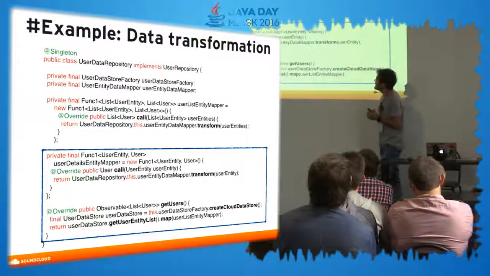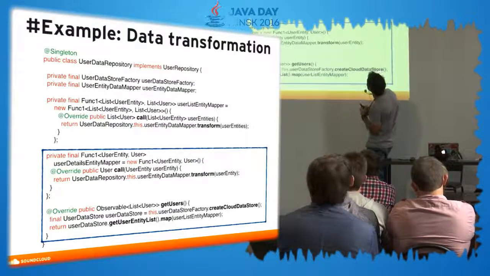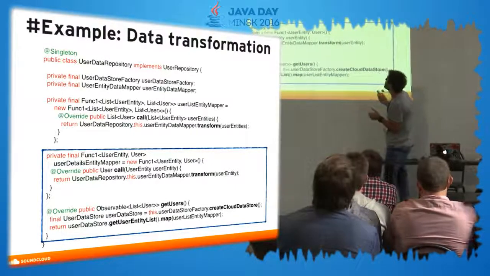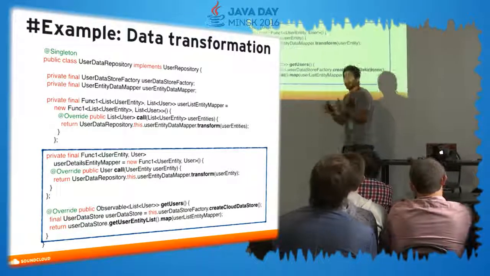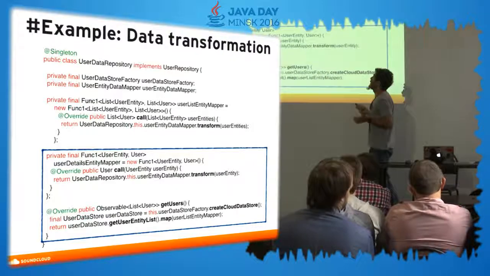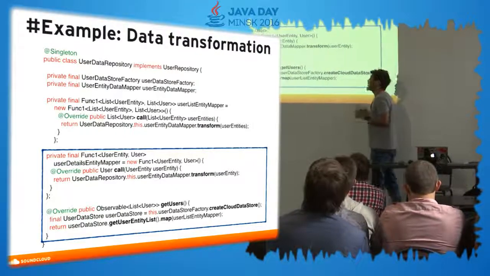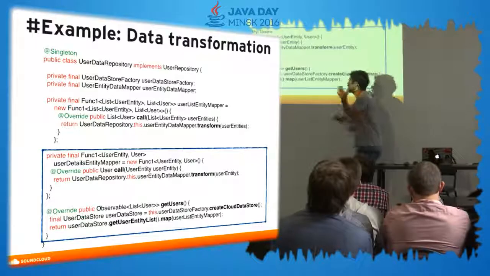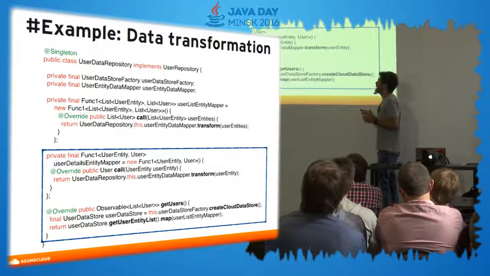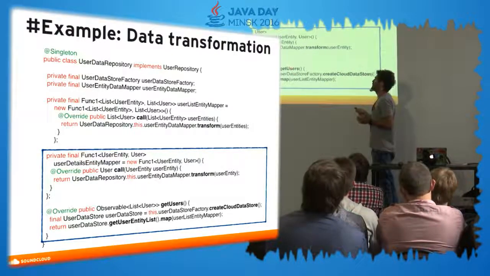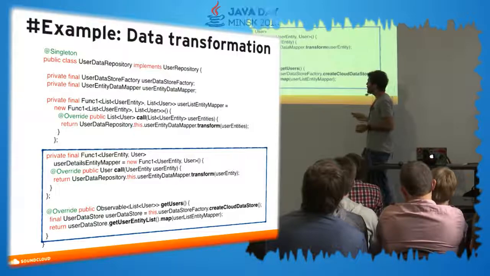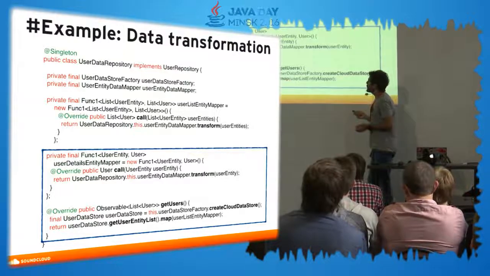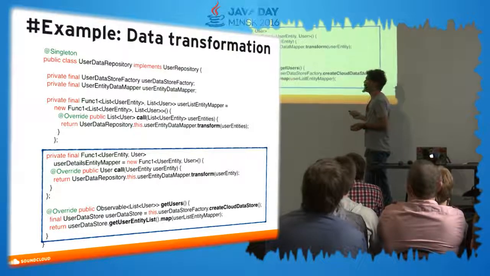What else here? Oh, this is my repository. The other one was a specific data source for the API. So this is the main user repository class. I should have put this before the other one. But anyway, when I ask my repository for the users, I have my user data store, which I created through a factory. And then this is where the transformation occurs.